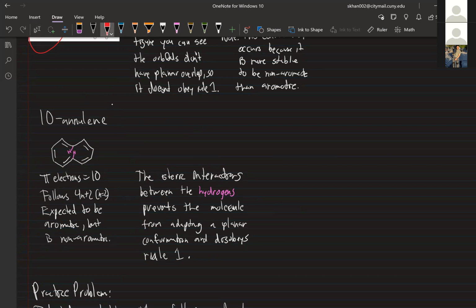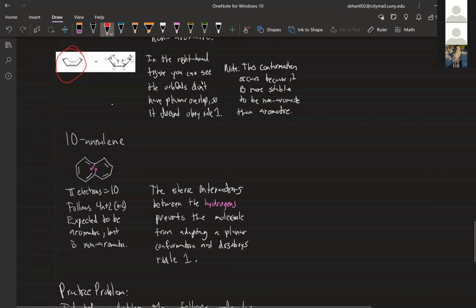which if you look at the structure is a big 10-membered ring. It has 5 pi bonds, 10 electrons, so you think it's going to be aromatic. But as I highlighted, the 2 hydrogens there have steric interactions. That increases the energy of the molecule a lot because it's already very strained. So the molecule conforms out of planarity to prevent those steric interactions.